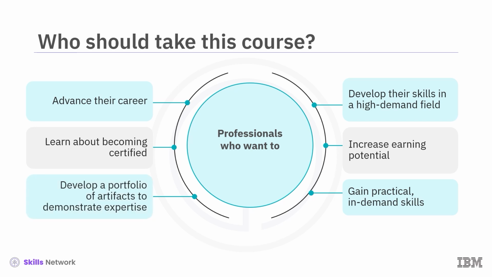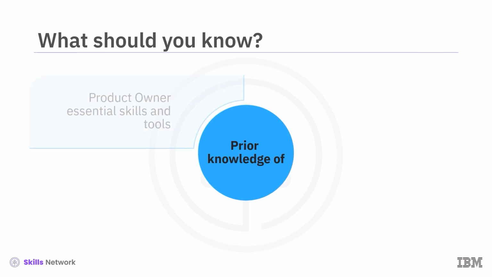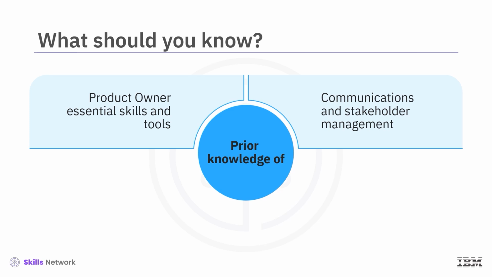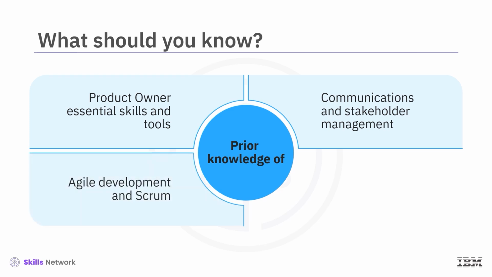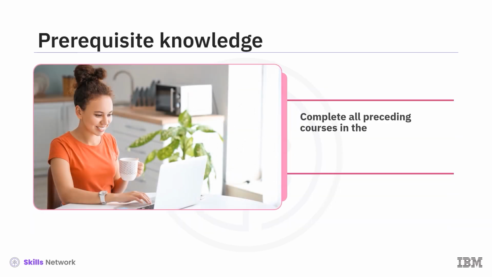for product owner responsibilities. To maximize your learning from this course, we recommend that you have prior knowledge of product owner essential skills and tools, communications and stakeholder management, agile development and Scrum, and information technology, or IT fundamentals. Before starting this course, it is recommended that you complete all courses in the IBM Product Owner Professional Certificate.